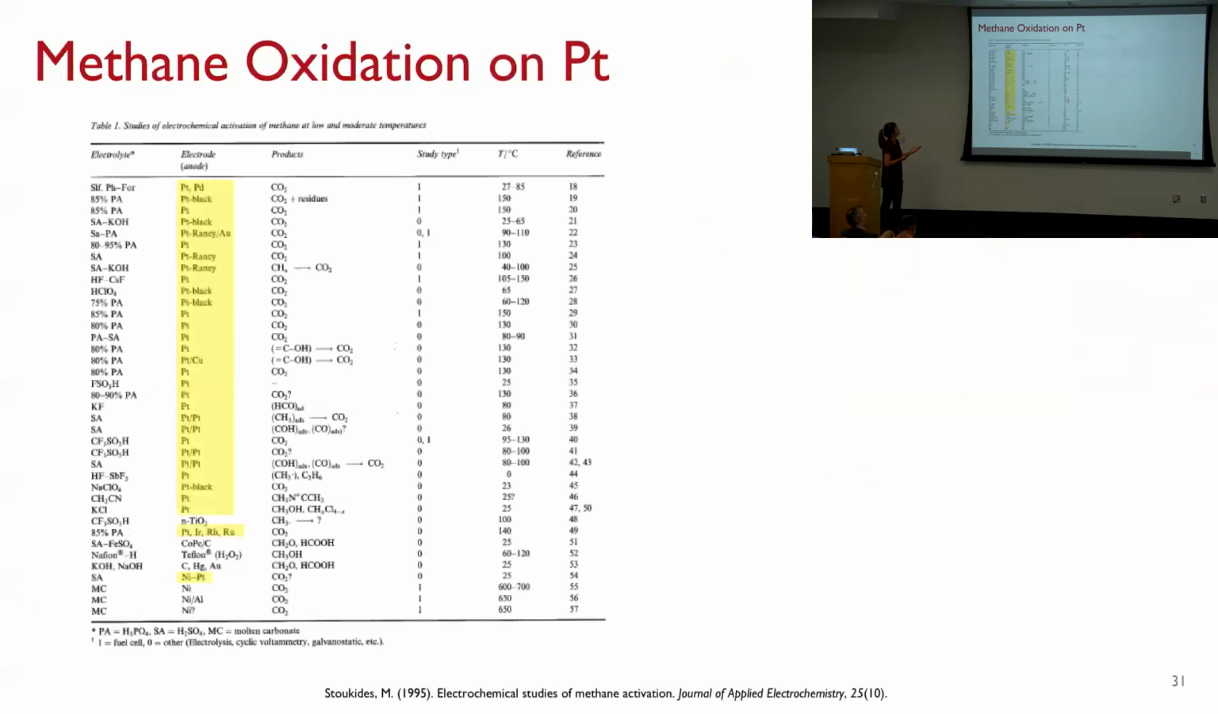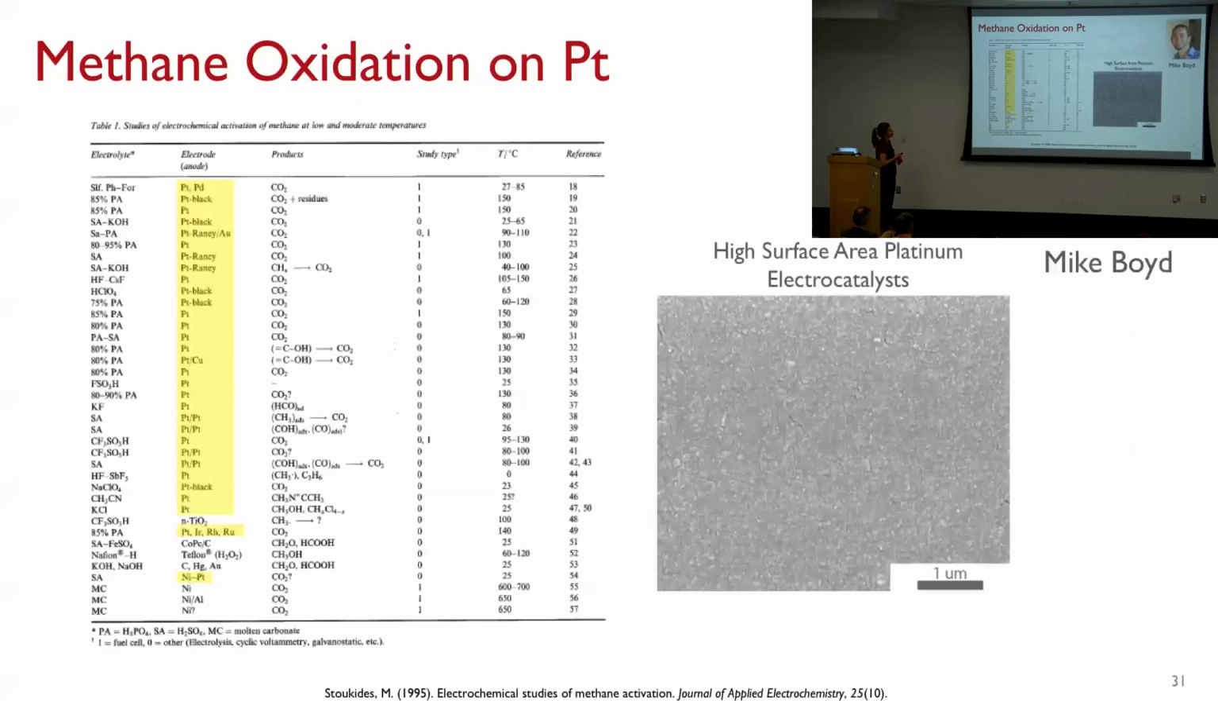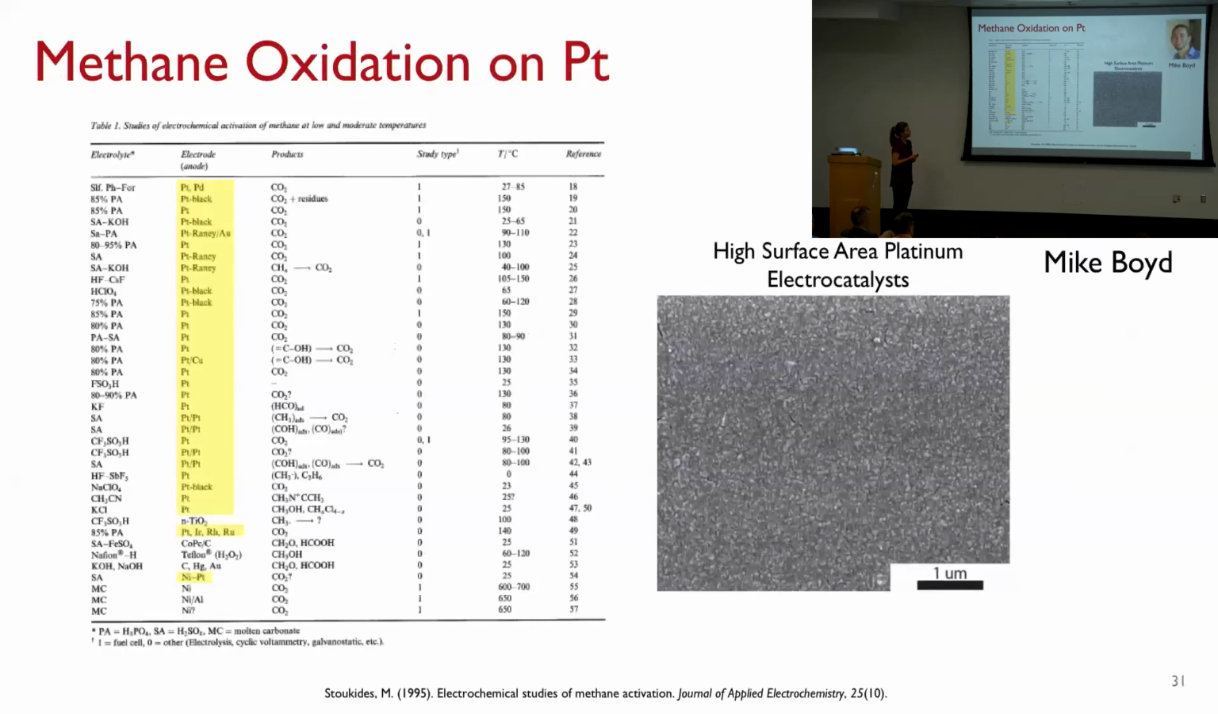So when we look at the literature, we see there hasn't been that much work, but the work that has been done is largely on platinum-based catalysts. And so for this reason, Mike Boyd in the Jaramillo group synthesized some high surface area platinum electrocatalysts, and that's what we're going to be studying in this work.